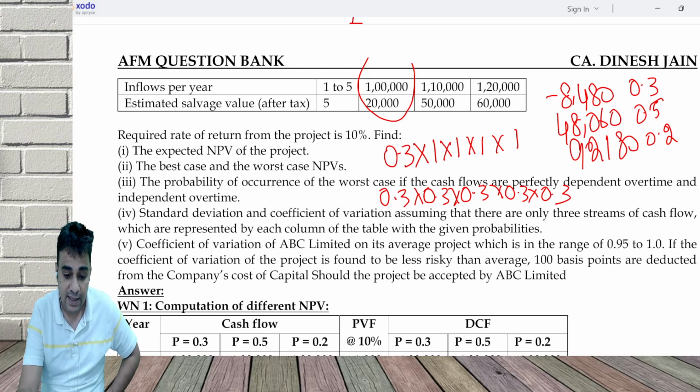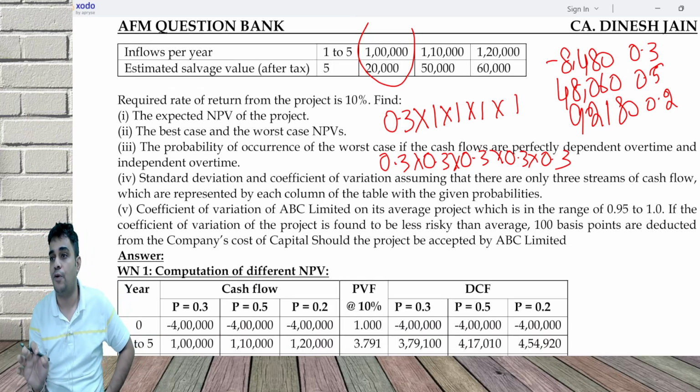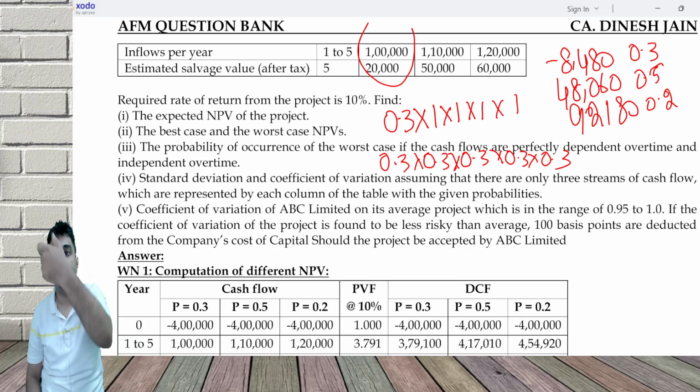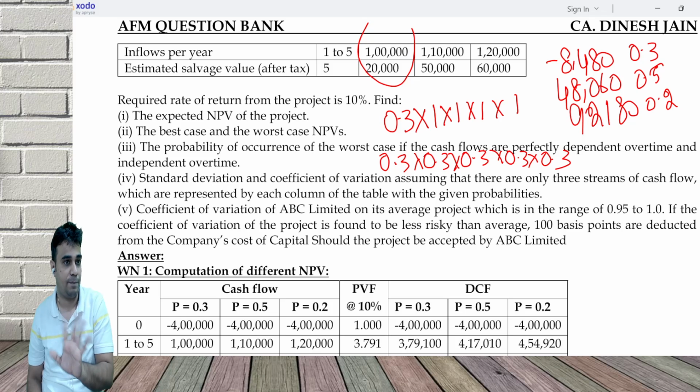Then they're asking standard deviation and coefficient of variation. For standard deviation you need NPV, probability, product, deviation, PD square. There are no two separate standard deviations. They have not asked for standard deviation of dependent and independent. Nothing is there in the standard deviation part. If they ask that, we are gone because I have to go to approach 2.